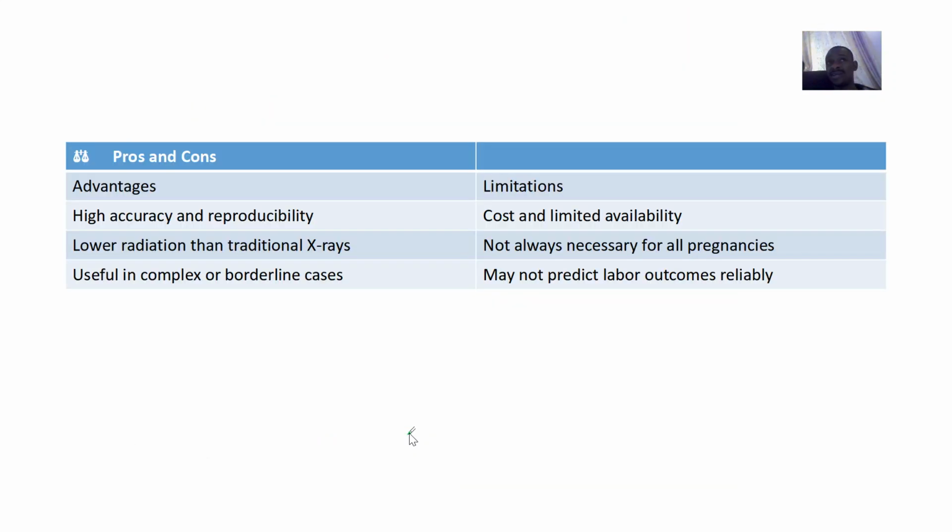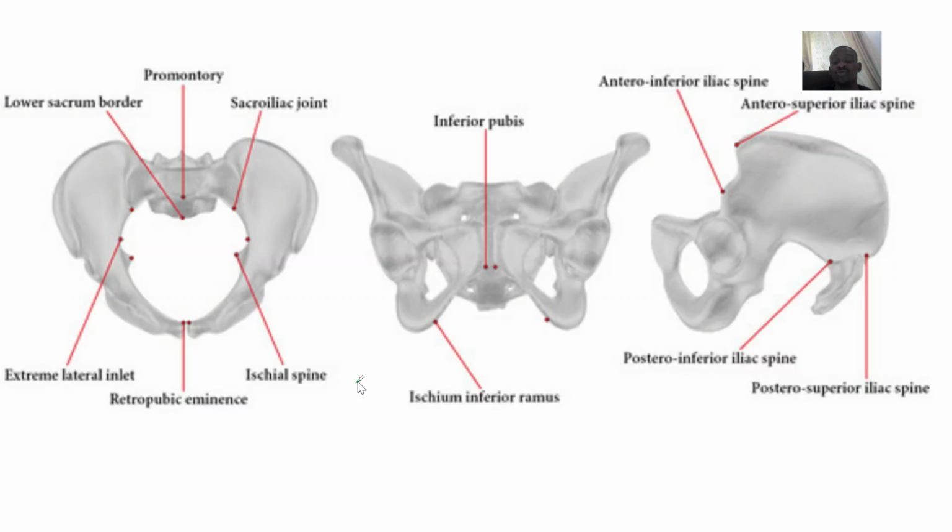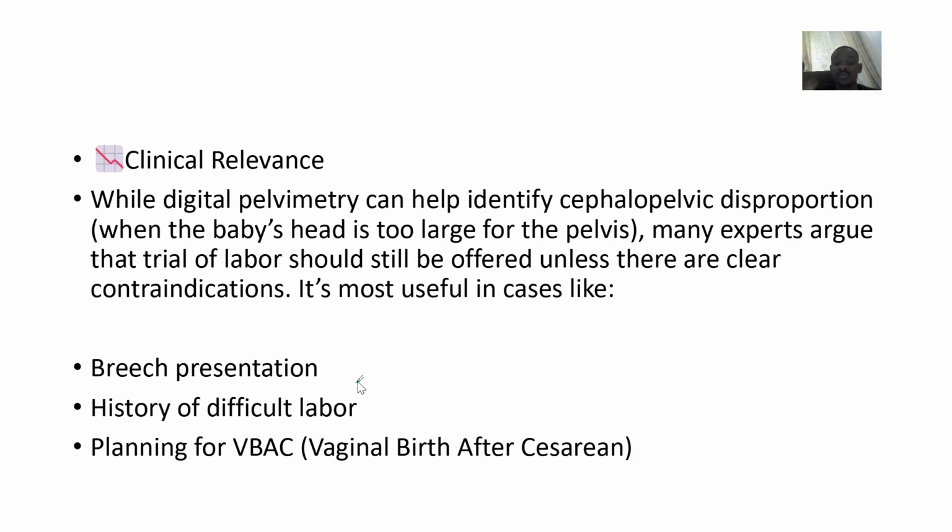So why do we actually do this digital pelvimetry? There's high accuracy and reproducibility. You can still do it again. All right. So there's low radiation with CT scans, MRI. It's used in complex or borderline cases. So you want to know if a woman will be able to give birth through the vagina, or she will actually need a cesarean section, or she will need vacuum extraction or forceps delivery.